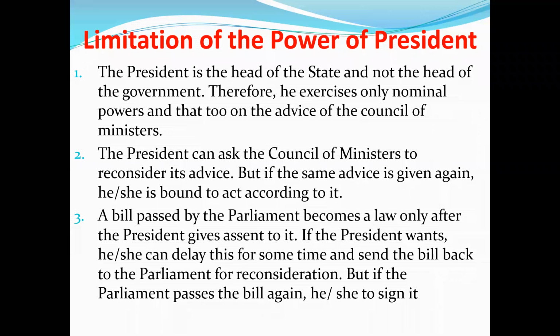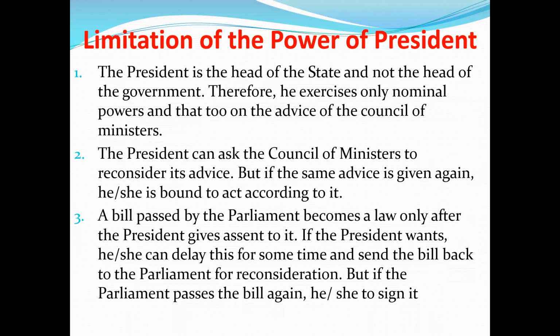Finally वो bound होता है उसके ऊपर साइन करने के लिए, अगर वो माने या न माने, but it is compulsory. Finally, the President of India signs this bill and any law. A bill passed by the Parliament becomes a law only after the President gives assent to it. हमें पता है कि final authority president है. कोई भी बिल जब पास होता है पार्लियामेंट में, if the President wants, he or she can delay it for some time and send the bill back to Parliament for reconsideration. But if Parliament passes the bill again, he or she has to sign it.